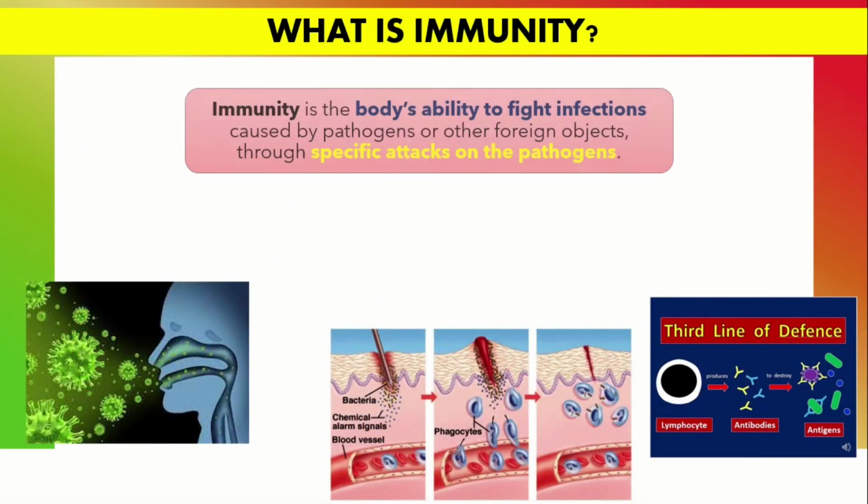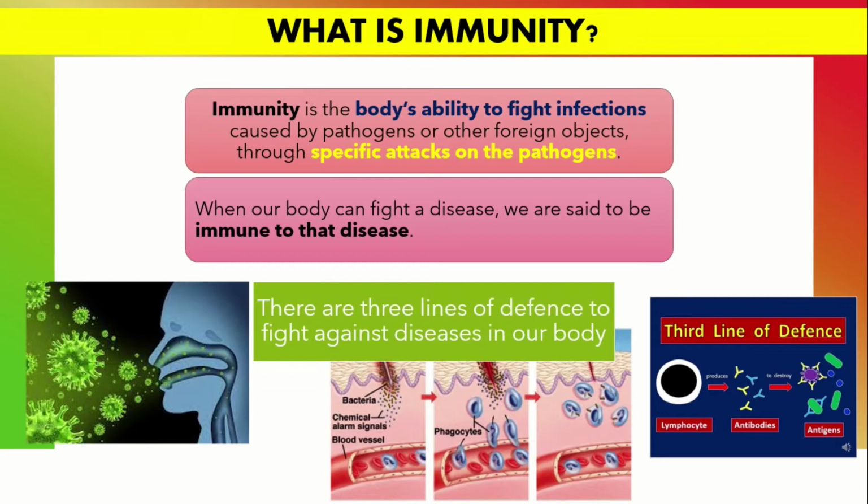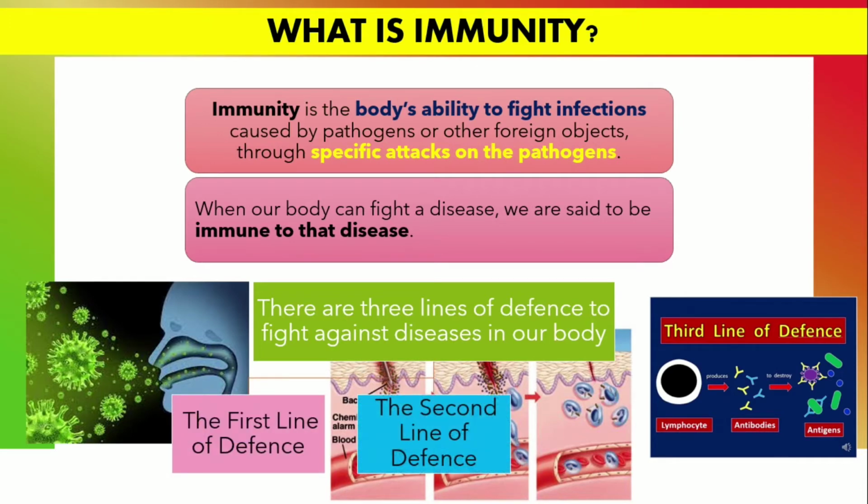What is immunity? Immunity is the body's ability to fight infection, meaning we can overcome the invasion of the pathogen. When our body can fight a disease, we are said to be immune to that disease. There are 3 lines of body defense to fight against diseases in our body: the first line of defense, followed by the second line of defense, and lastly the third line of defense.